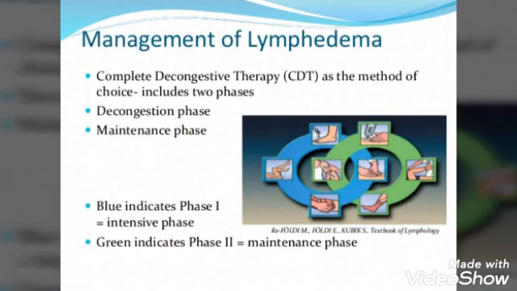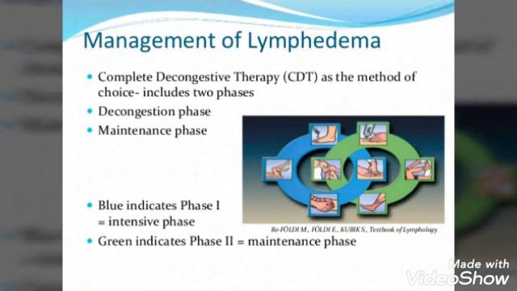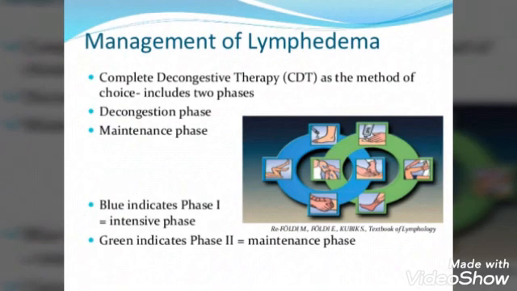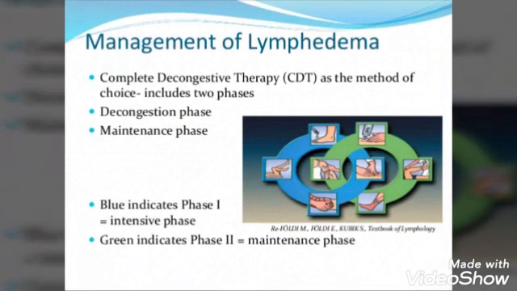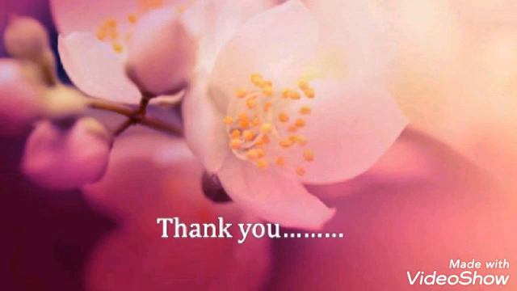In management, complete decongestive therapy, CDT, as a method of choice includes two phases: decongestion phase and maintenance phase. Blue indicates phase 1, the intensive phase; green indicates phase 2, the maintenance phase. So decongestion means we try to treat the congestion formed due to the lymphedema. Then we can go for the maintenance. This is maintenance in the diet and other factors that can cause lymphedema in the patients.